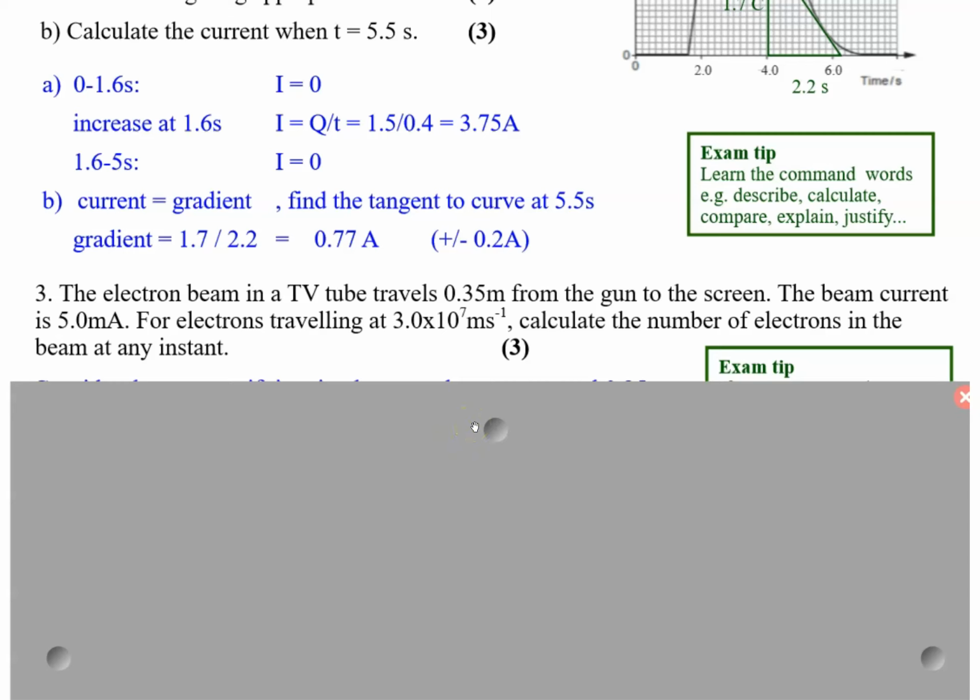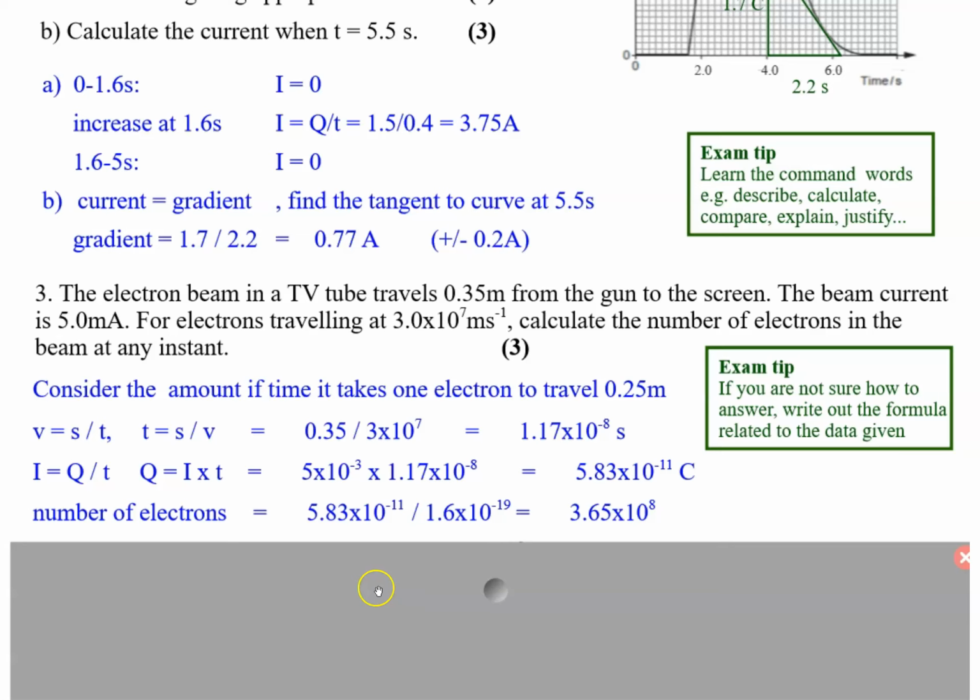Right, question 3. So this is getting more difficult. We said this is probably a grade A question. Let's have a look at the answer and then we'll work our way through it. One of the challenges here, as very often with exam questions, is you might not know how to start. So the exam tip I'll give you: if you're not sure how to start answering a question, identify the topic, look in the formula booklet and write out some of the formulas.